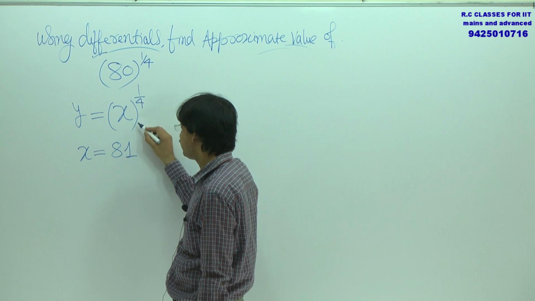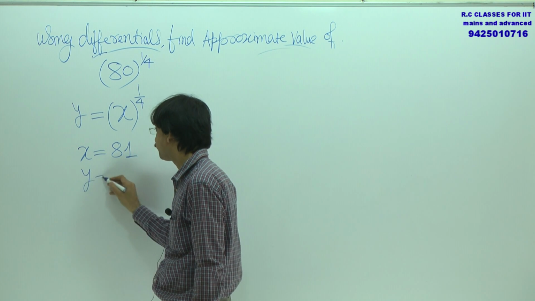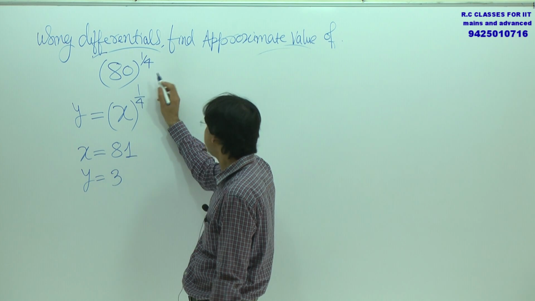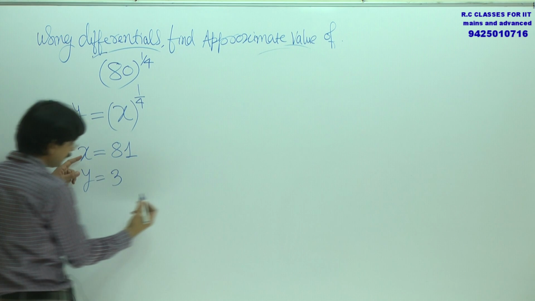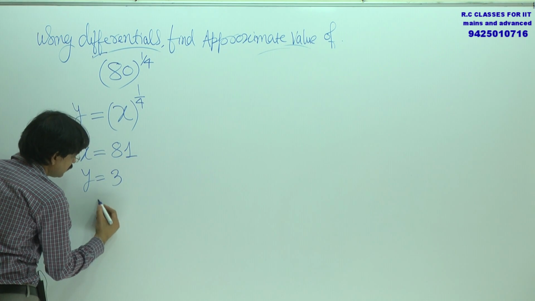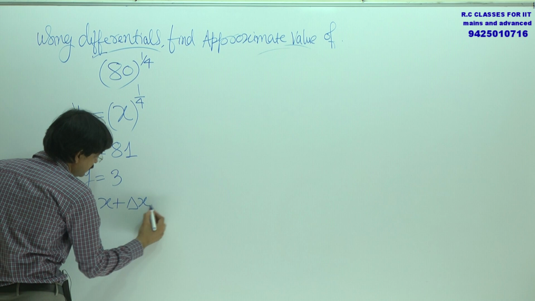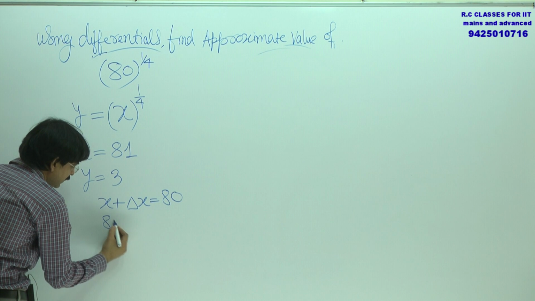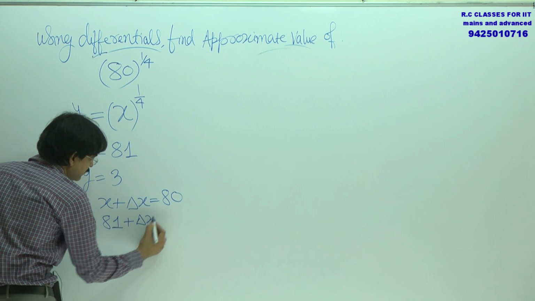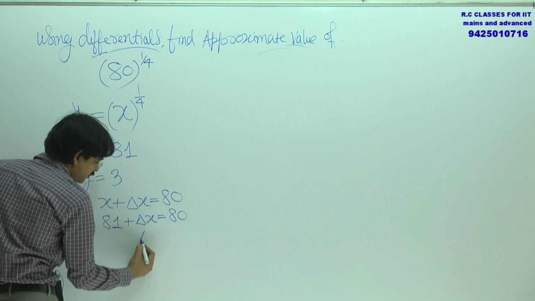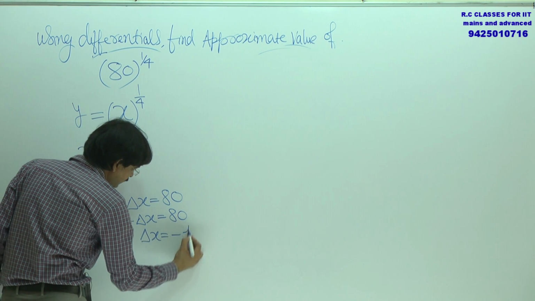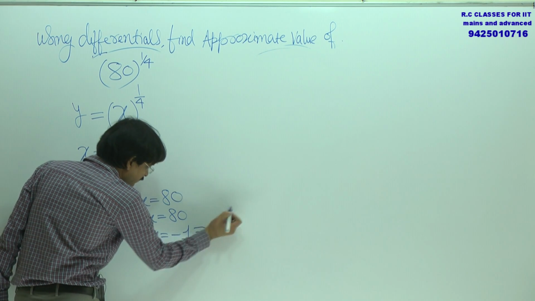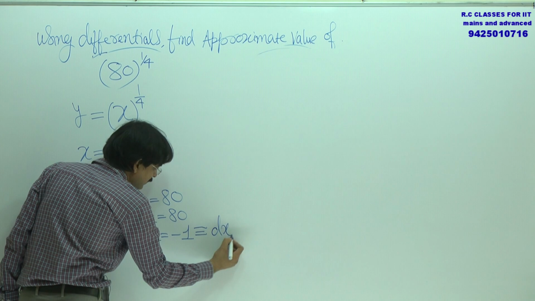Corresponding to x equals to 81, it is y is equals to, it is 3 raised to power 4, so it is 3 there. We want to calculate 80. We have taken x is equals to 81, so x plus delta x is equals to 80. Fine. x is 81 plus delta x is equals to 80. So delta x is the negative value there, which is minus 1. That is approximately, that is through approximation we can definitely write delta x is equivalent to dx.